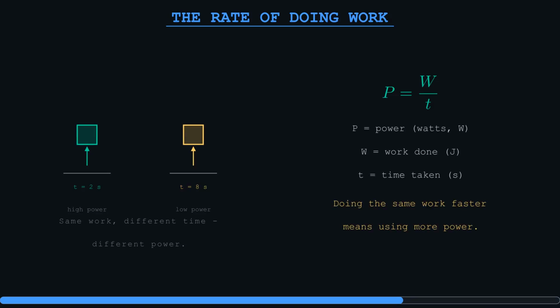Power is the rate at which work is done, calculated as work divided by time, measured in watts. Doing the same amount of work in less time means using more power. This is why a more powerful engine can lift the same load or accelerate the same aircraft more quickly.